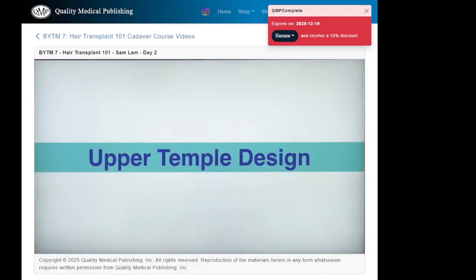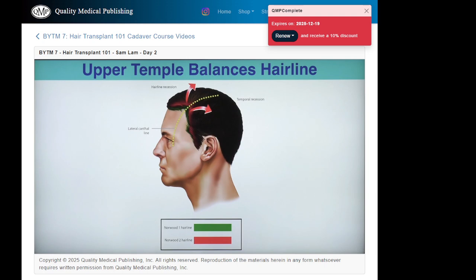Upper temple design: we very briefly talked about it in our hairline discussion, just as a reiteration point. Remember that there's a separation of the temple from the hairline, and you're going to have to design it at some point.